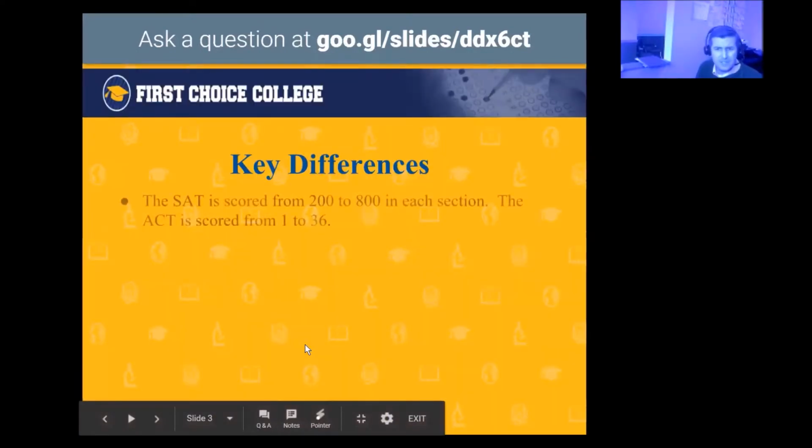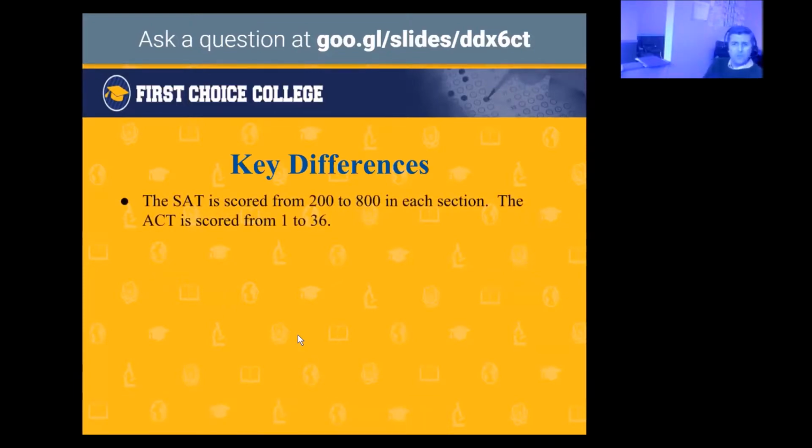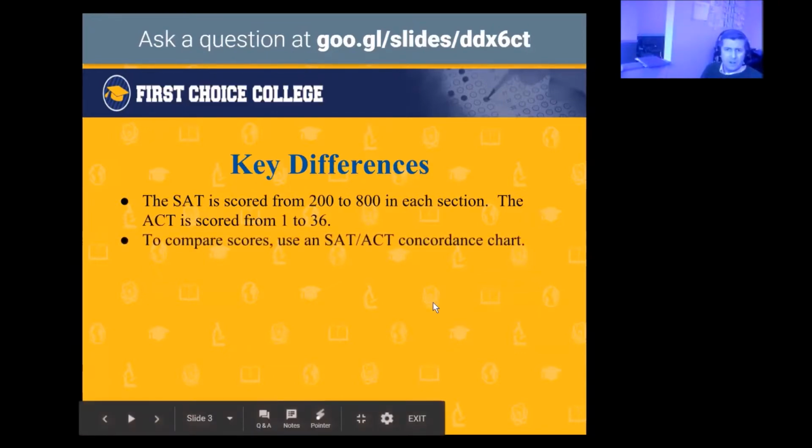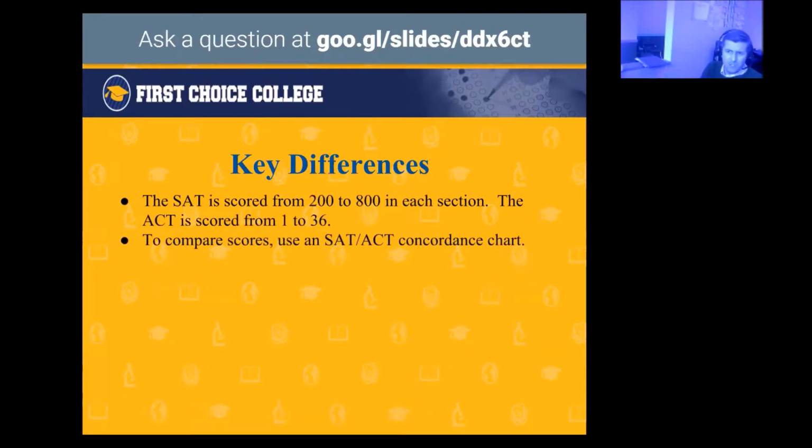Key differences. SAT is scored from 200 to 800 in each section. ACT is scored from 1 to 36. To compare scores, use an SAT-ACT concordance chart. The College Board has put out a concordance chart, and so you could just Google that and look at that chart to make a comparison to understand which test might be better for you.